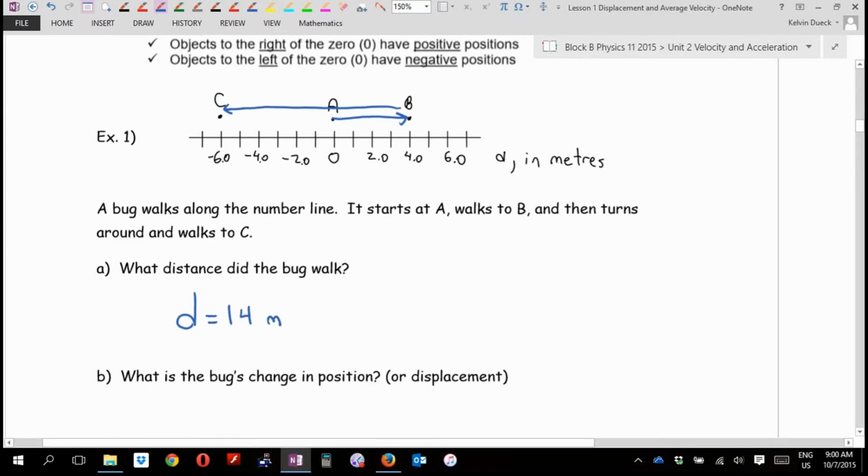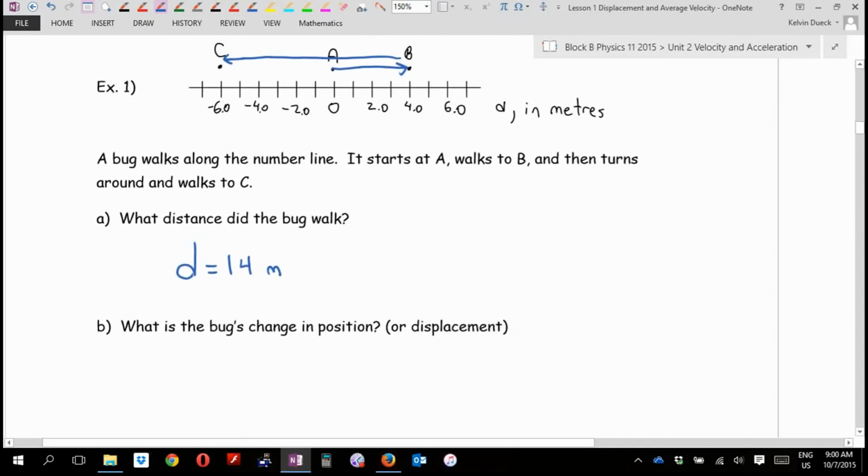What is the bug's change in position, or displacement? Where did the bug start? Location A, 0. Where did the bug end up? So probably you can see it intuitively. What do you think its displacement, its change in position, is? -6. Just to show you how you would calculate it if it was yuckier, you would say, okay, the change in position is always the final position minus the initial position. That will always work for more complicated stuff.